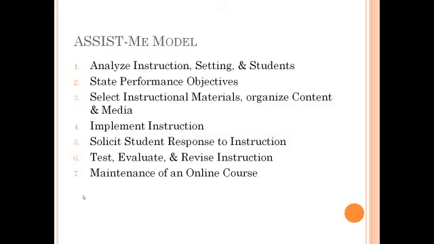So these are the 7 steps in the Assist Me model, and it's called Assist Me because A is for analyze, S is for state, S is for select, I is for implement, S is for solicit, T is for test, and ME is for maintenance.